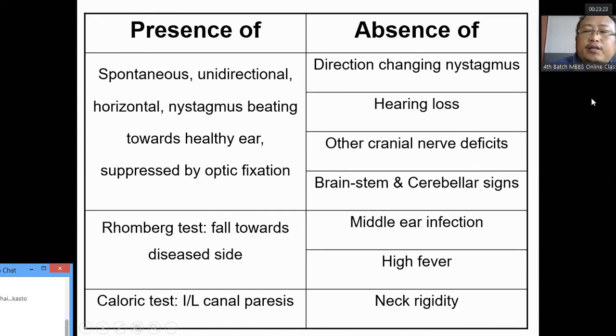How to differentiate from other causes? There is absence of hearing loss. So this is a good example of vertigo without hearing loss.